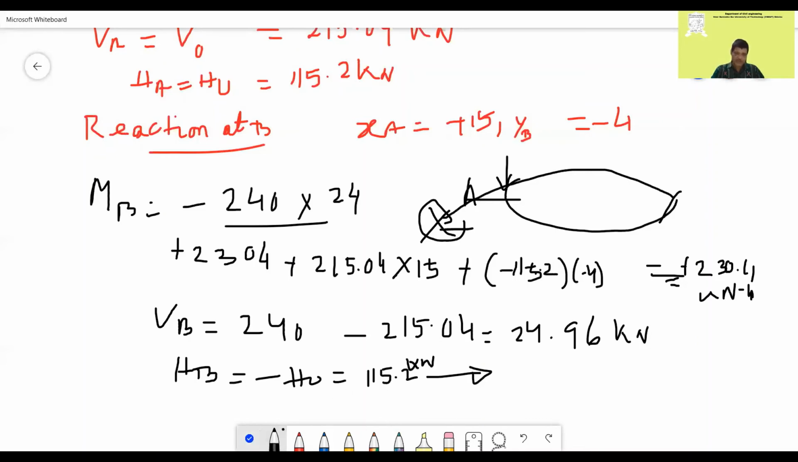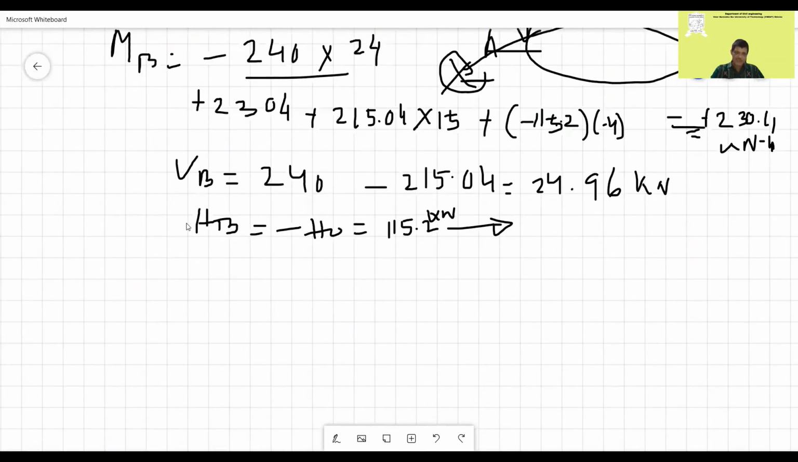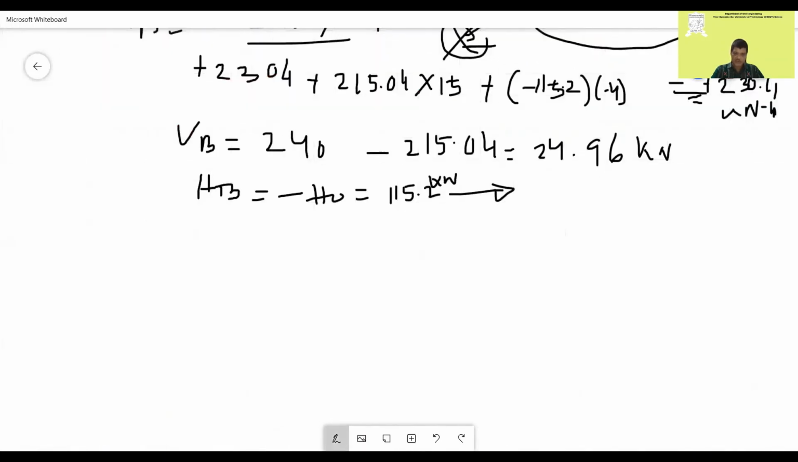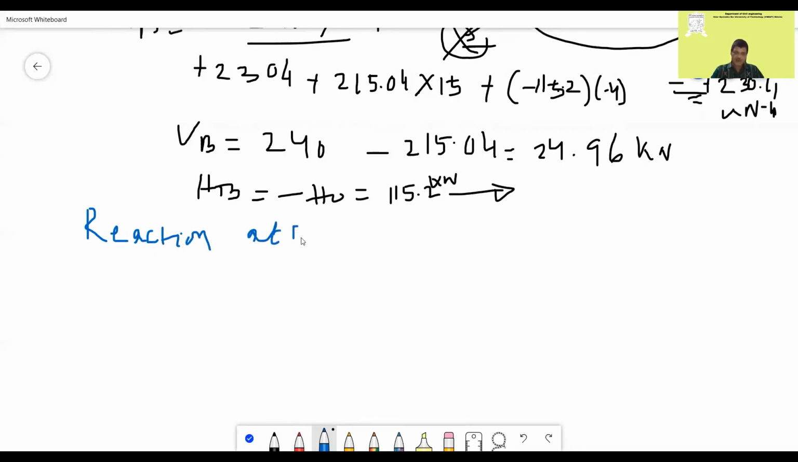So similarly, you can now find out the reactions at D. Let me do one thing, others you can do. Now, what is the reaction at D? Reaction at D under the load can be found out.